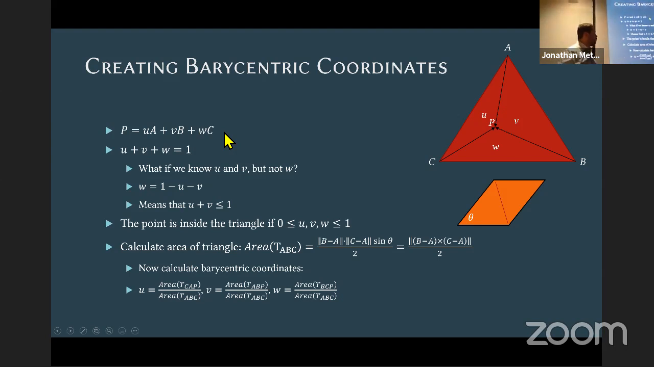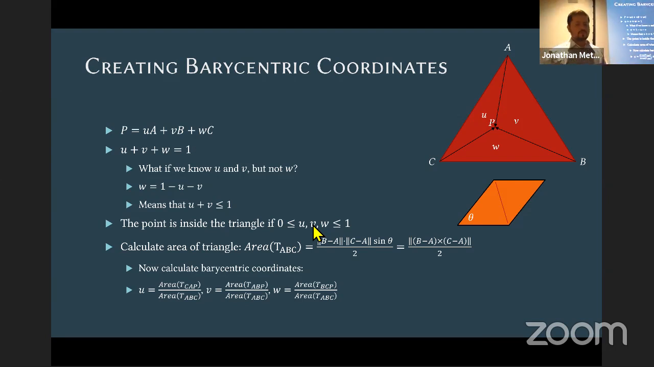And if you know 2 of them, you can always get to the other one, because if the equation is U plus V plus W equals 1, and we don't know W, we could just solve the equation in terms of W, and now we can find out W. And that means that U plus V is also less than or equal to 1. And the point is going to be inside the triangle if for every U, V, and W, they're all within 0 to 1. So if you have 1 negative value, you are not inside the triangle. That's the idea there.